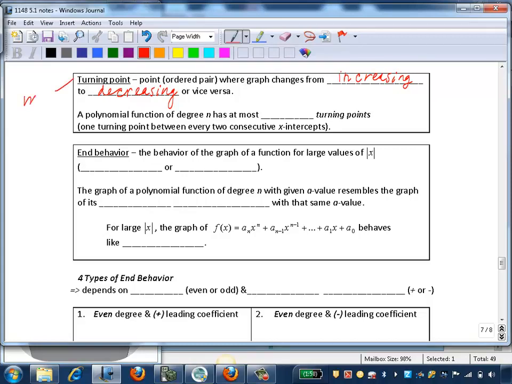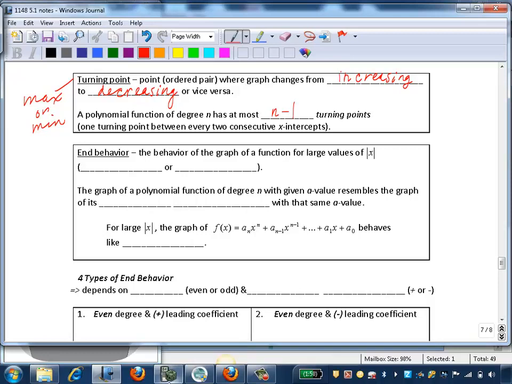So a turning point is correlated with a max or a min, but remember a max or a min was a y value. The turning point is just the ordered pair associated with that max or min. A polynomial function of degree n has at most n minus 1 turning points. And you can think of this as there's one turning point. The graph has to turn around between every two consecutive x-intercepts.